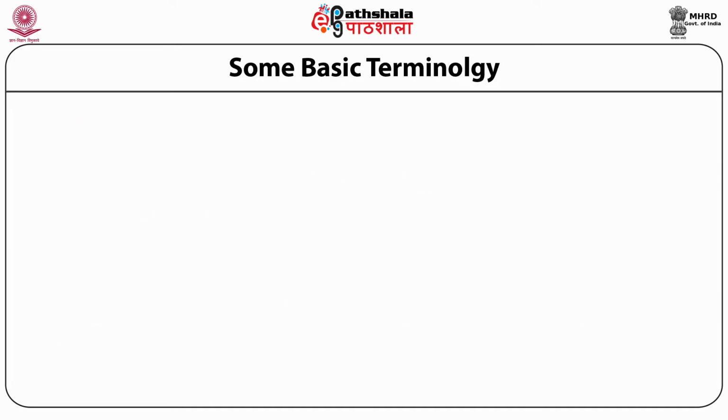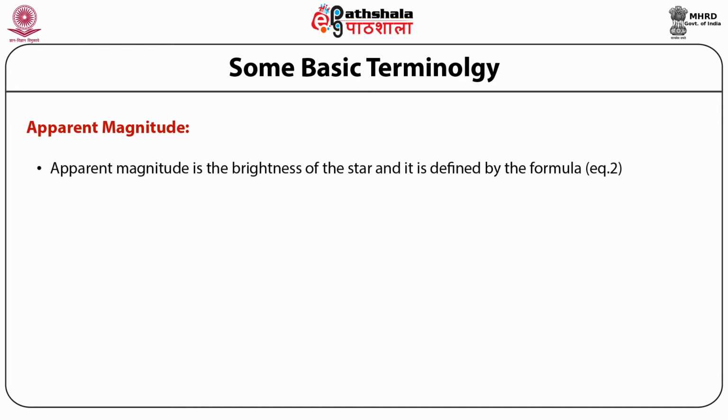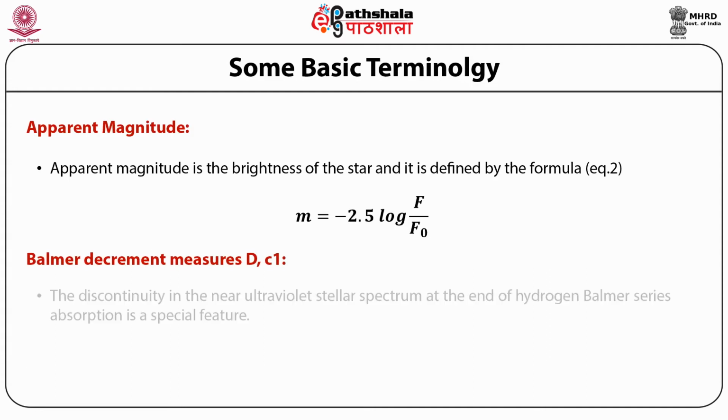The other magnitude that we discuss is the apparent magnitude. The apparent magnitude is the brightness of the star, and it's defined by the formula m = -2.5 log(F/F0). Then one more technical term to be used is the Balmer decrement. This is the discontinuity which takes place in the near ultraviolet stellar spectrum at the end of the hydrogen Balmer series, or hydrogen Balmer absorption, which is a special feature.